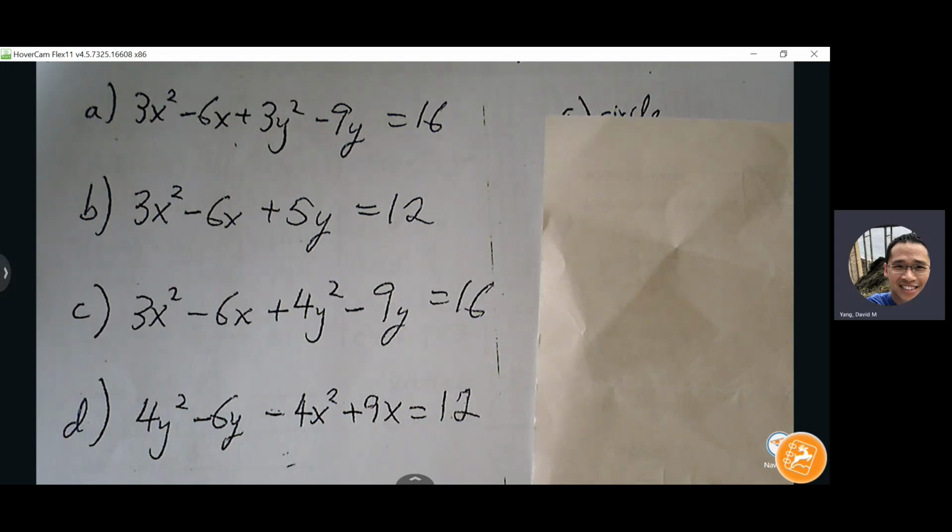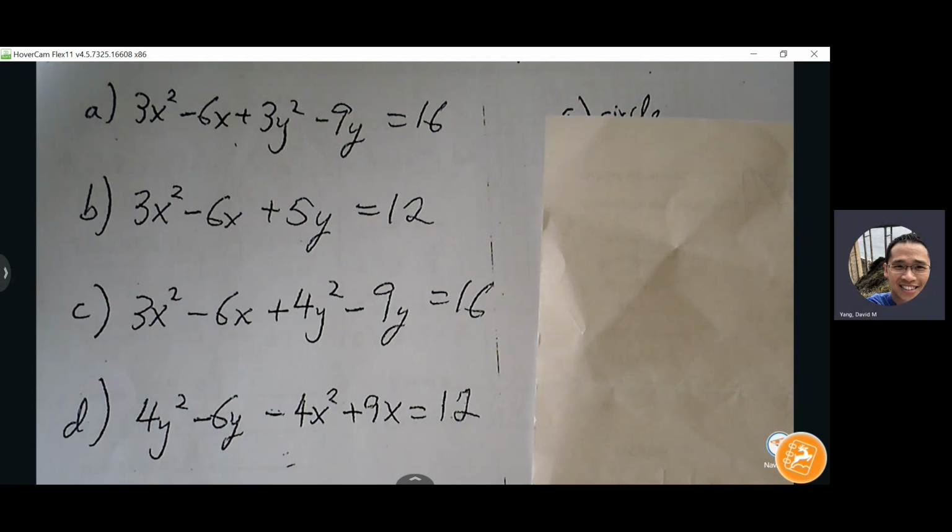Parabolas are also easy to spot because it's only one x squared and then the other is y. So there's only one variable that's squared. B, right? You see how there's an x squared, but then there's no y squared? Or it's y squared and no x squared. So one variable has a square, the other doesn't. That should be easy to spot.